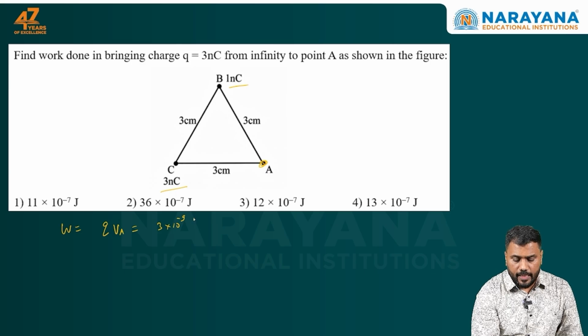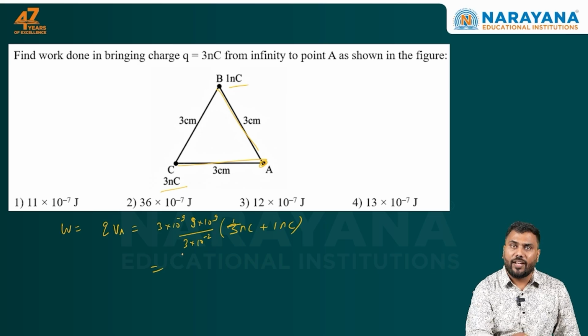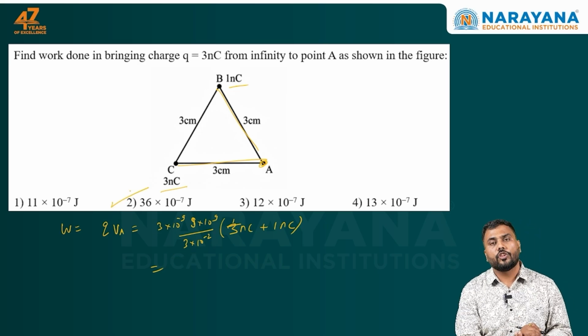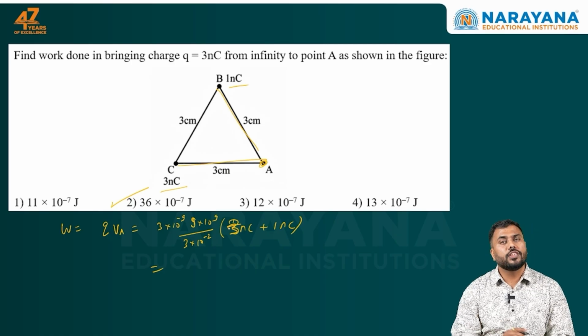The charge that you are bringing is 3 nanocoulomb, 10 power minus 9 coulomb, and the potential at point A can be written as K Q by R, where K is common and the distance of 3 centimeter is common. So, I am taking R common, into the charges. The charge is 3 nanocoulomb and the other charge is 1 nanocoulomb. If you put the values into this expression and solve, then we get the answer as 36 into 10 power minus 7 joule. So, I am leaving the calculation for you, you can do the simple calculations.